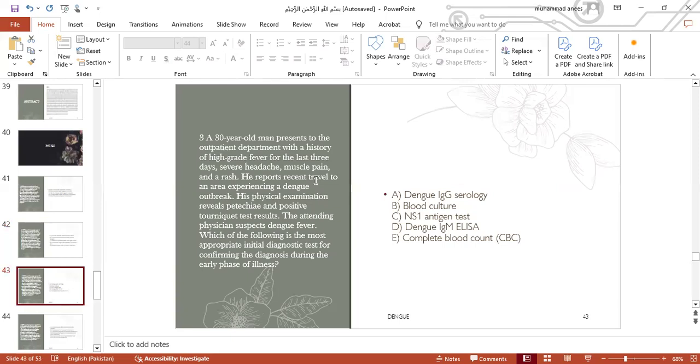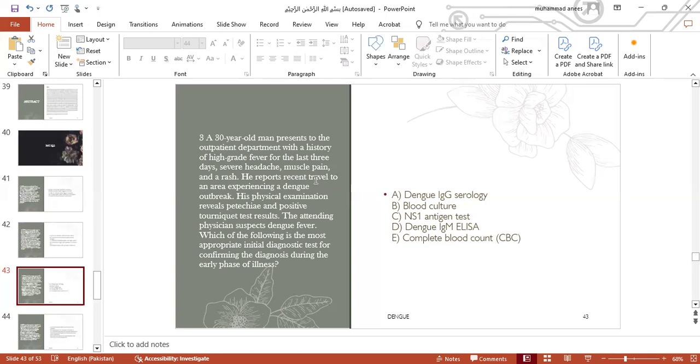Moving on to the third: a 30-year-old man presents to the outpatient department with a history of high-grade fever for the last 3 days, severe headache, muscle pain, and a rash. He reports recent travel to an area experiencing a dengue outbreak. His physical exam reveals petechiae and a positive tourniquet test. The attending physician suspects dengue.